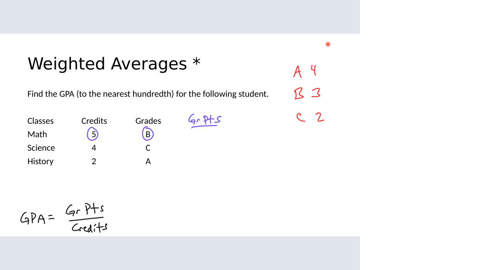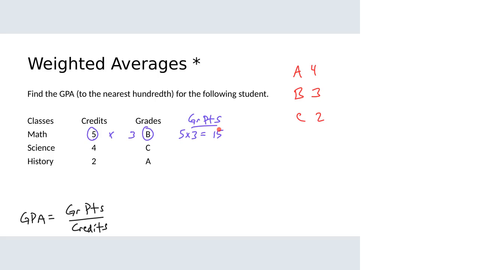All right. How about that B is worth 3 points per credit, and we're going to multiply 5 credits times 3 points per credit, and they earned 15 grade points for that math class. Y'all are allowed to tell me when I make a mistake.